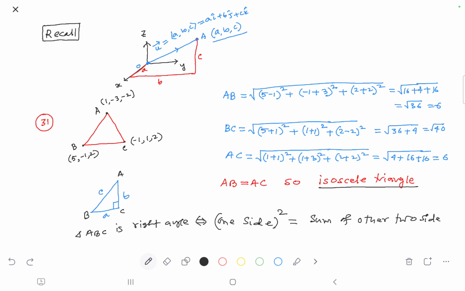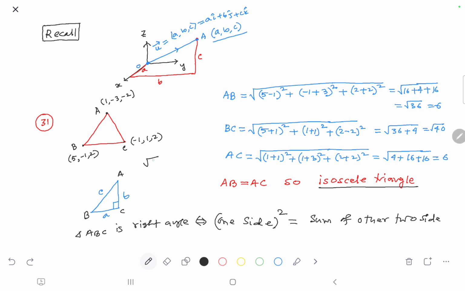So do you have to calculate which length is the longest? Exactly, because we have the values of AB, BC, AC. Which length is the longest? That will be the hypotenuse. Since AB and AC are the same, I think it's BC, the longest, which is root 40. Yes, but does that satisfy the Pythagoras theorem?